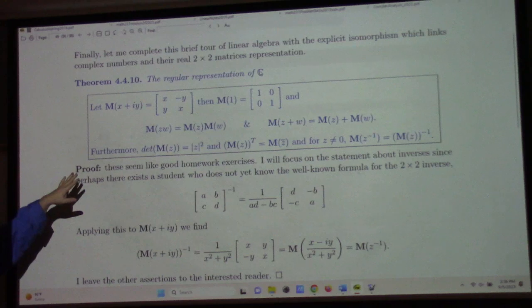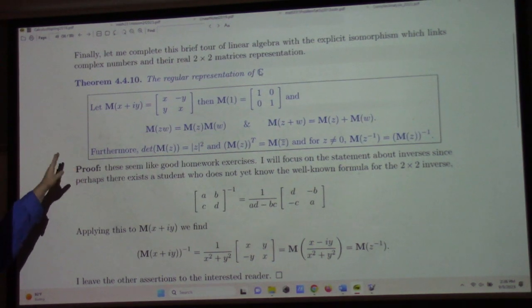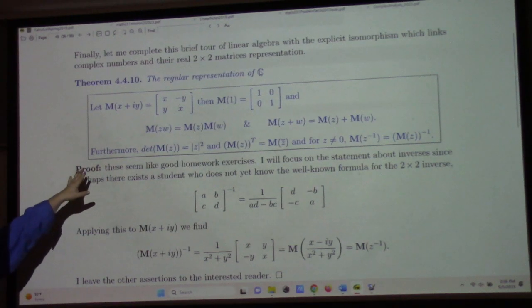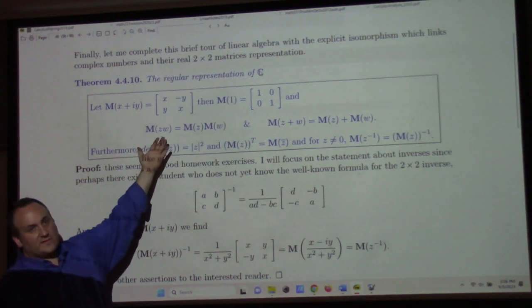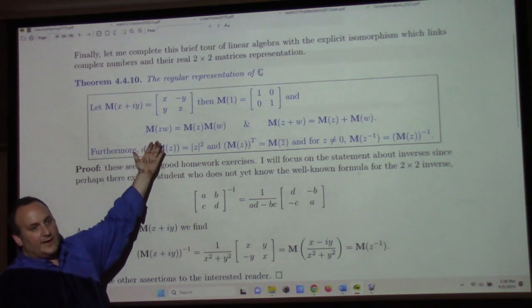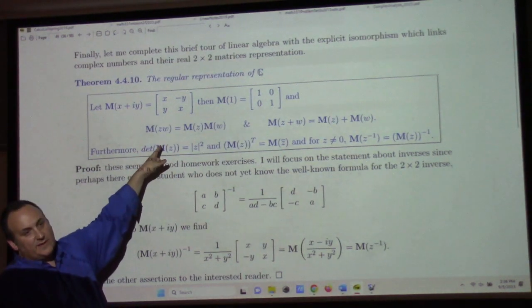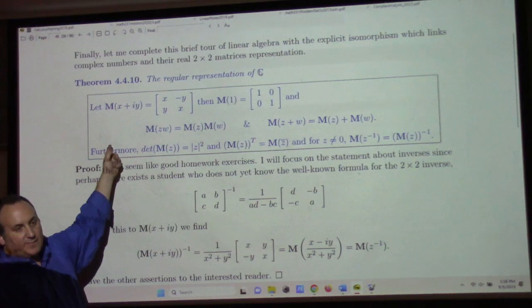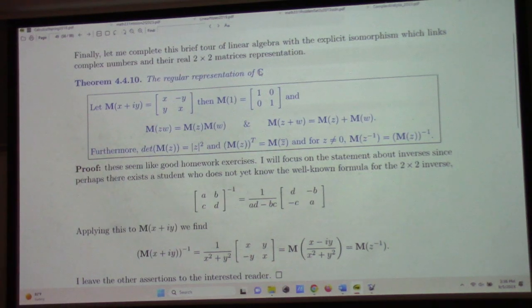So another way to look at what we're doing, let's introduce this notation. M is a mapping that takes a complex number x plus iy and produces a 2 by 2 matrix, with rows x, minus y and y, x. That is the 2 by 2 matrix which corresponds uniquely to the complex number x plus iy. From the perspective of abstract algebra, if you've had that, this is an isomorphism of algebras.